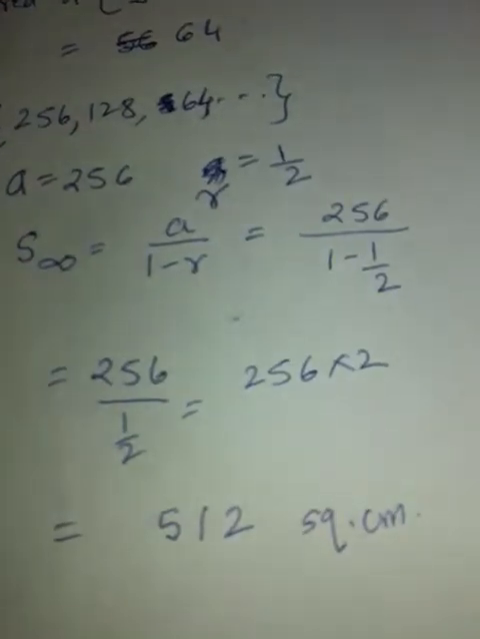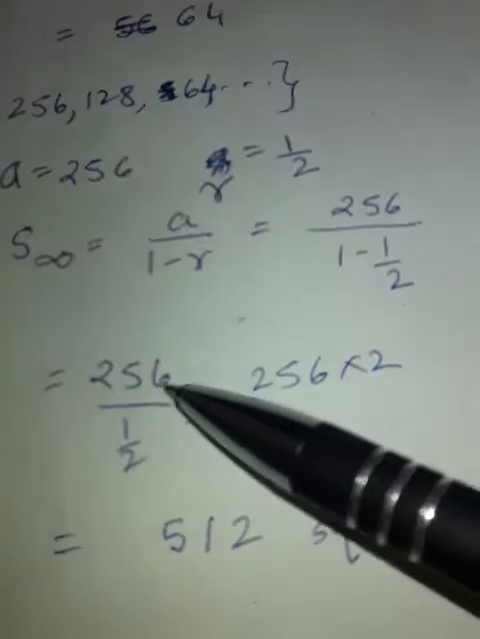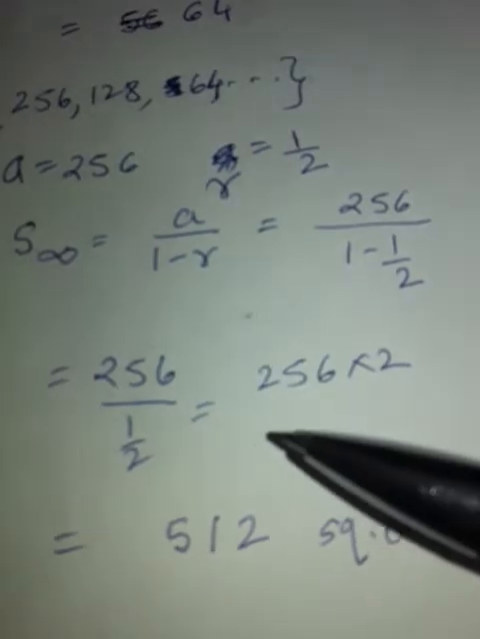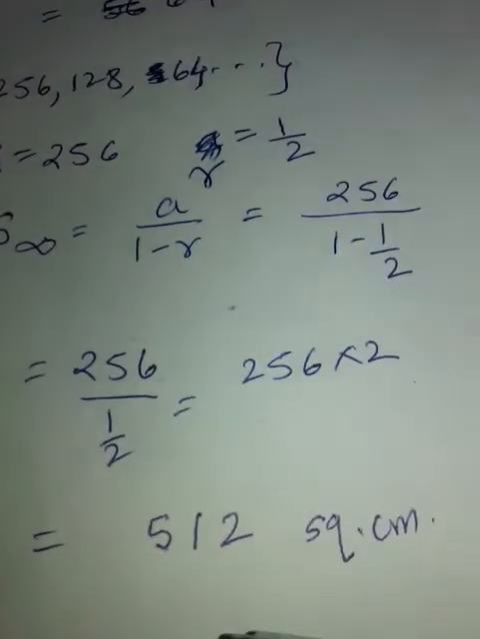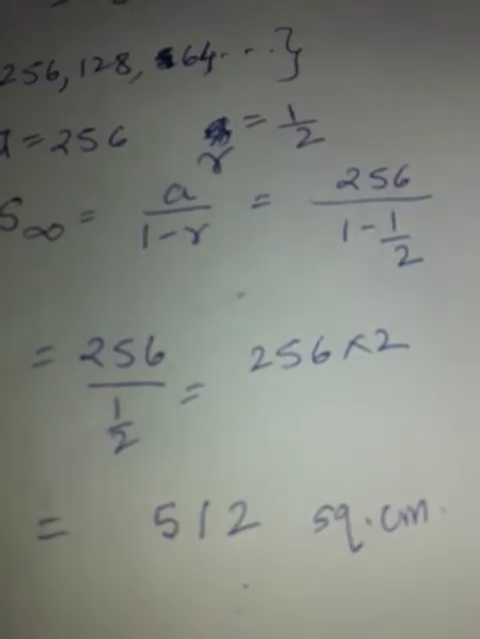So what do you understand from this? Now I'll show you the shortcut. What is 256? It is the area of that outer square, and just multiply it by 2 and your answer is ready for this type of questions.